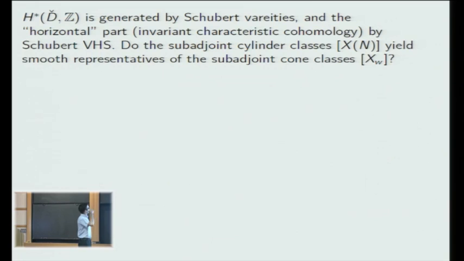So H star of D check Z is generated by Schubert varieties. And the horizontal part, which is invariant characteristic cohomology, was shown to be generated by Schubert varieties of Hodge structure. And so the irresistible question is, do the subadjoint cylinder classes X of n, the enhanced SL2 orbits, yield smooth representatives of the subadjoint cone classes X sub W?